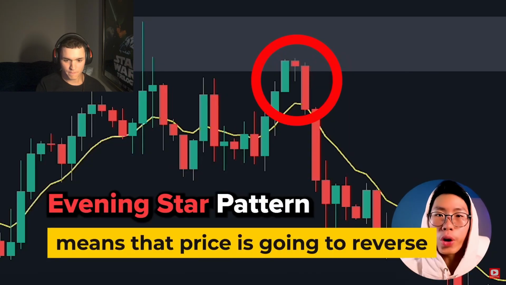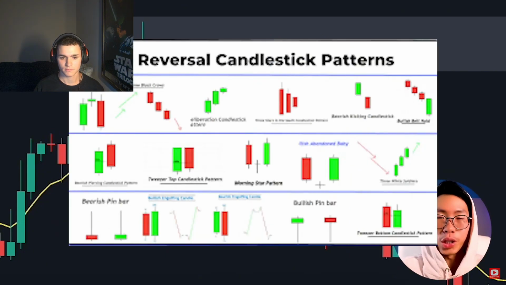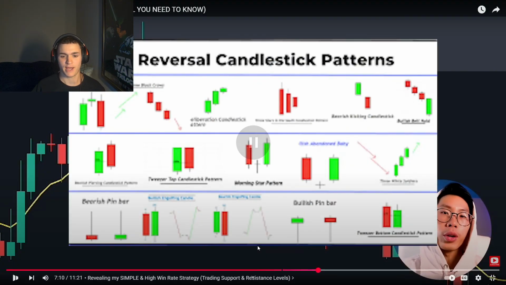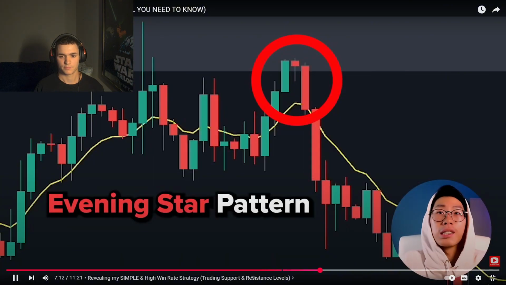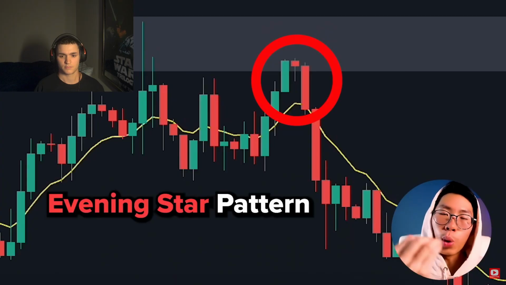It's no longer an uptrend and price is going to reverse and go back down. By the way, there are literally hundreds of reversal candlestick patterns out there, which is why you don't need to know all of these, or really any of them. Just find more of a quantifiable model. You can just choose whatever you like. But for me, I just love the evening star candlestick pattern because it's so easy to identify.